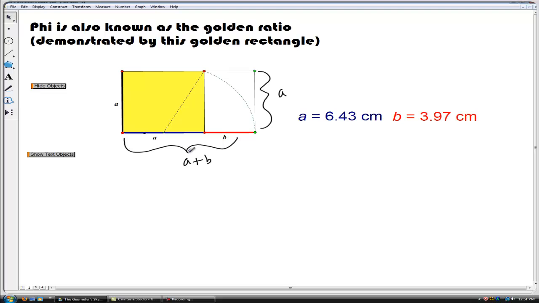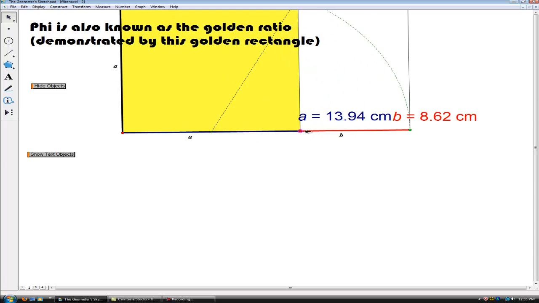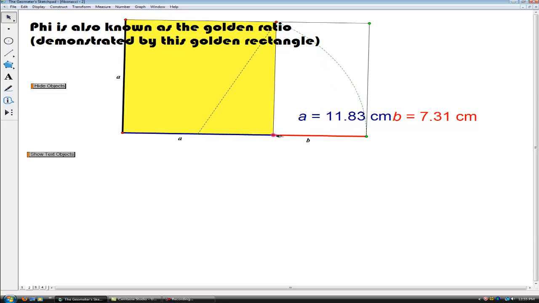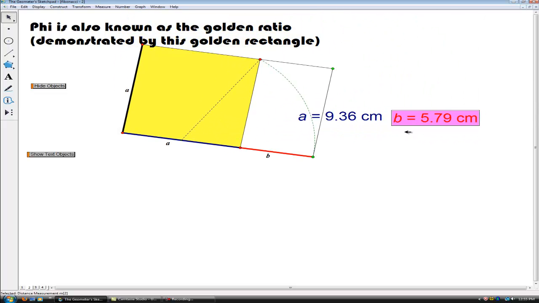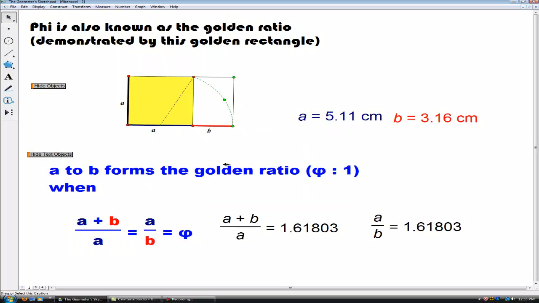Now there's a very important and special relationship between these two measures, a and b. Now one thing to notice is a does not have to be any particular measure. I could lengthen this or shorten it. It could really be an infinite number, as long as it's a positive measurement and b has the same proportion according to the construction technique that we used to get this golden rectangle.